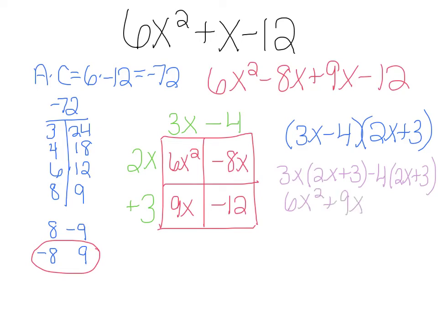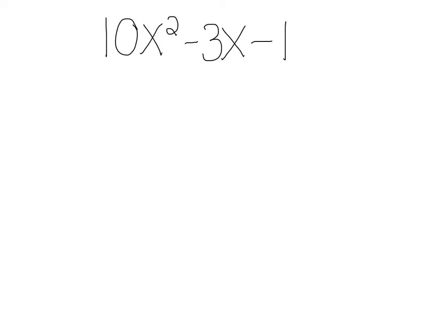3x times 3 is 9x. Negative 4 times 2x is negative 8x. And negative 4 times 3 is negative 12. So we have 6x squared plus x minus 12, and that matches our trinomial at the top. Here's another example. Pause the video and try this one on your own first.